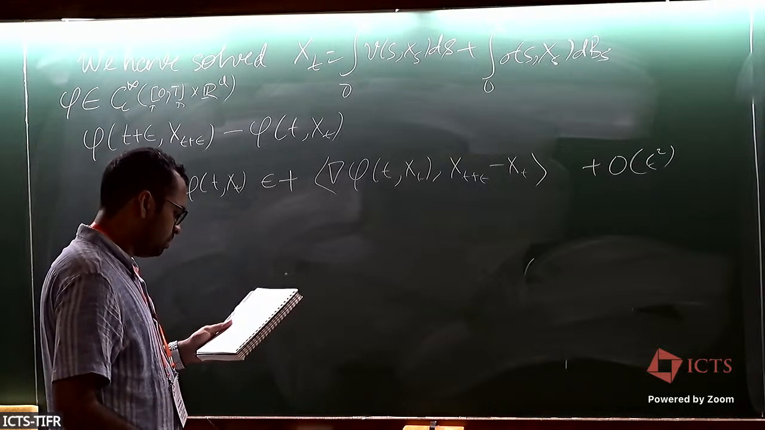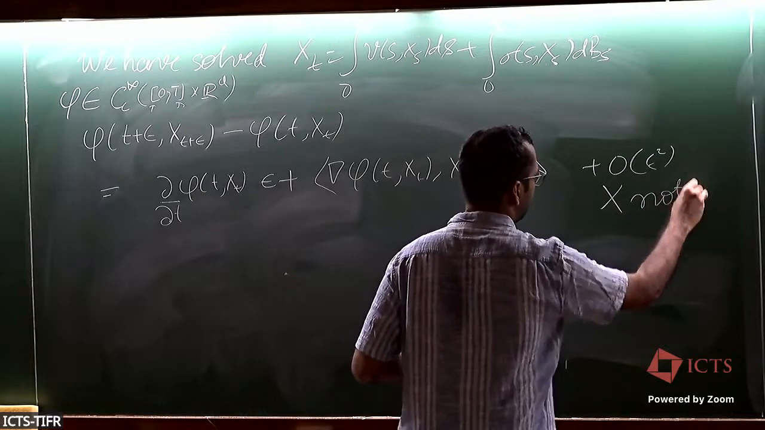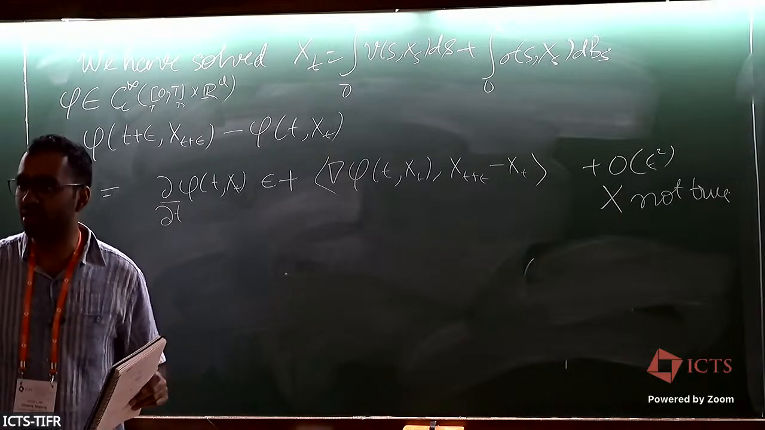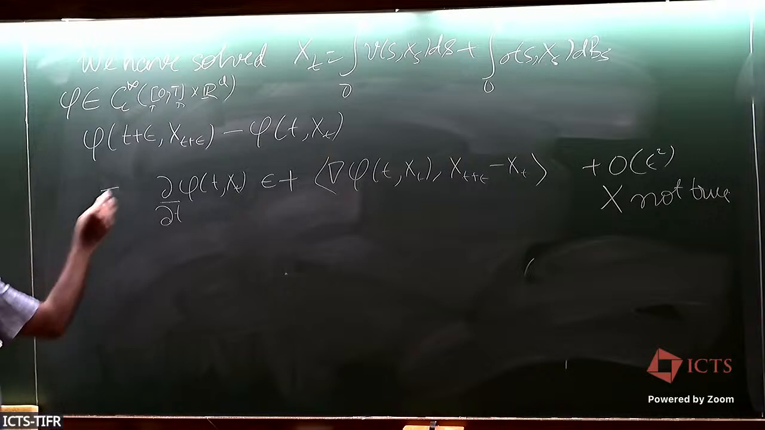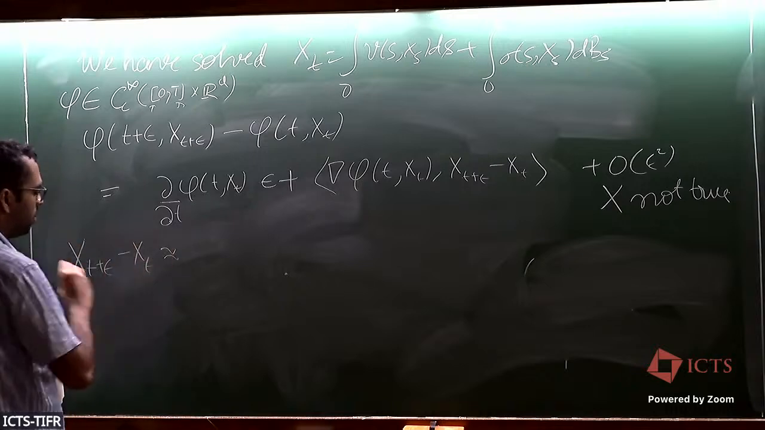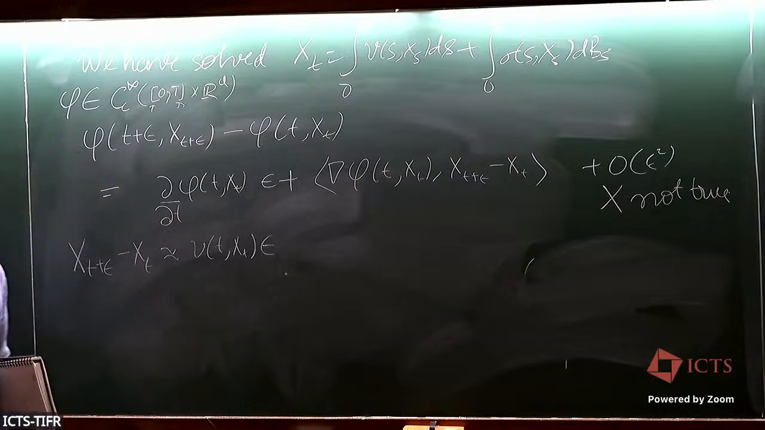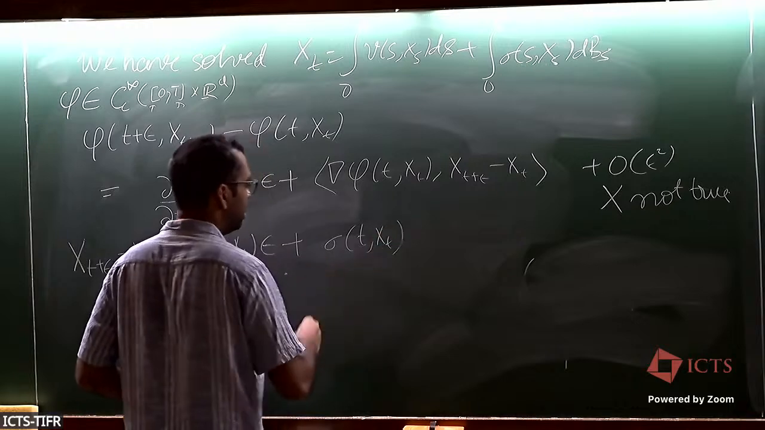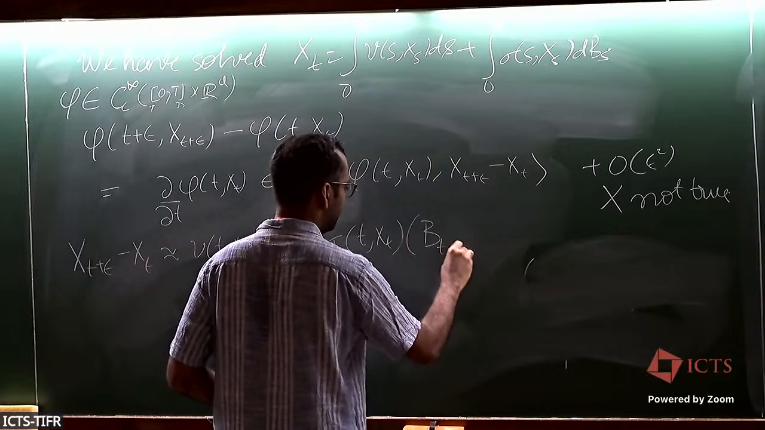So this is not true. Why? Because Brownian motion locally increases as root epsilon. So there are some second order terms which will actually matter for us. Let's unpack this X_{t+epsilon} minus X_t. This is approximately equal to v(t, X_t) times epsilon, plus something like sigma(t, X_t) times (B_{t+epsilon} minus B_t).